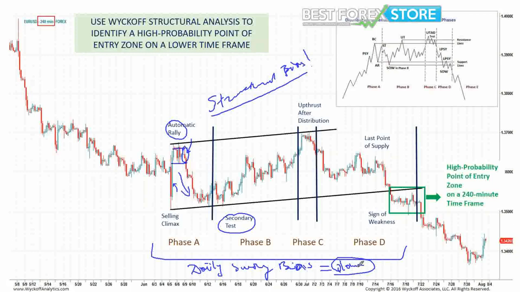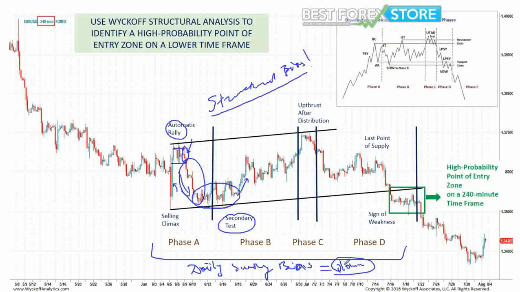And this is where two biases are going to be on the same page. So this is a high probability trade for us. We can even increase a position here, right? Then here, as we're starting to go up, what's the daily swing bias?